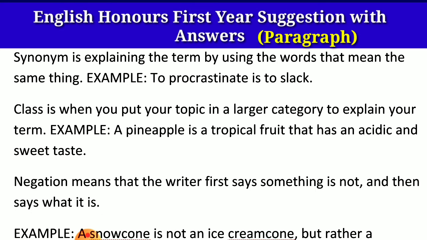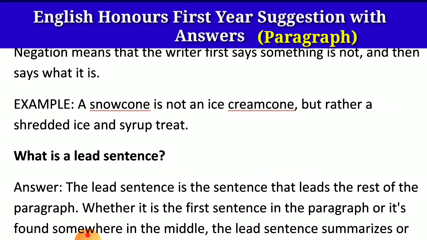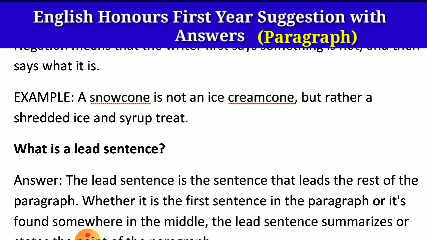Class is when you put your topic in a larger category to explain your term. Example, a pineapple is a tropical fruit that has an acidic and sweet taste. Negation means that the writer first says something is not and then says what it is. Example, a snow cone is not an ice cream cone but rather a shredded ice and syrup treat.